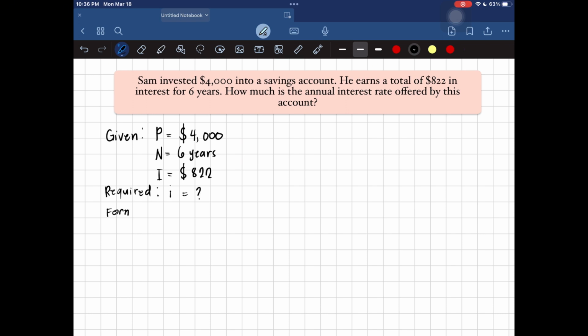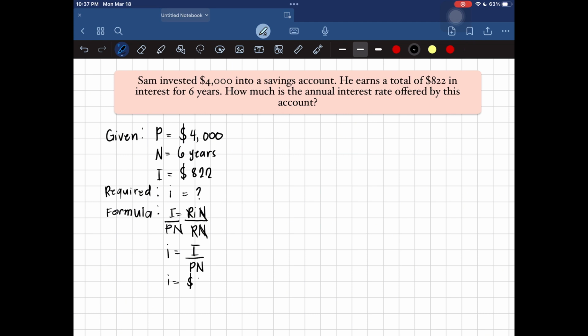So we have here our main formula, which is I is equal to PIN. And since we are asked to get the lowercase I, or our interest rate, then we have to divide both sides of the equation by PN in order for us to get the interest rate. So now we have our final formula, which is lowercase I is equal to uppercase I over PN. So we just have to substitute the given values in order for us to come up with the answer.